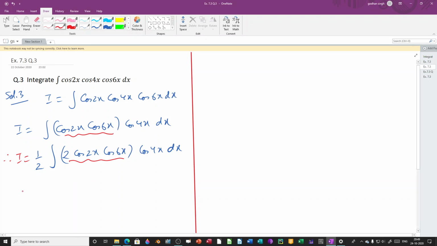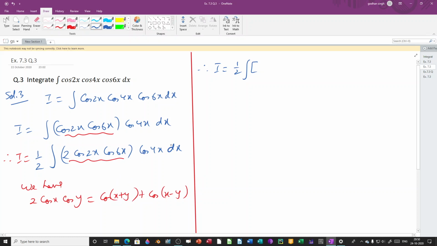First let us write down the formula. We have 2 cos x into cos y, that is cos of x plus y plus cos of x minus y. So this is the formula we will be applying. Therefore I equal to half integration. In place of 2 cos 2x cos 6x we will be applying this formula. So what is our x? Our x is 2x and our y is 6x.